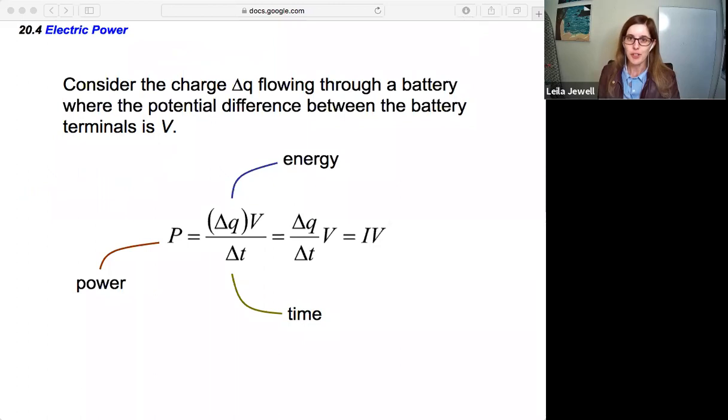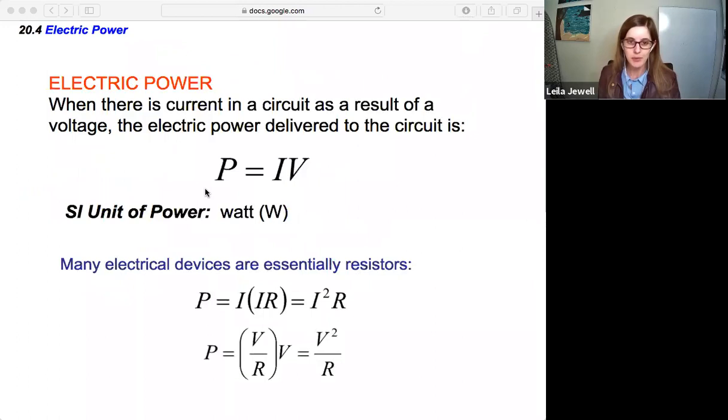This is a pretty powerful result. So here's it written formally and simply. When there is current in a circuit as a result of voltage, the electric power delivered to the circuit is P is equal to IV. This is another equation that pops up all the time. In addition to Ohm's law, we use this P equals IV quite extensively. And the unit of power is the watt. Exactly, it's the watt, right? Unit of power is watt, which is a capital W abbreviation.